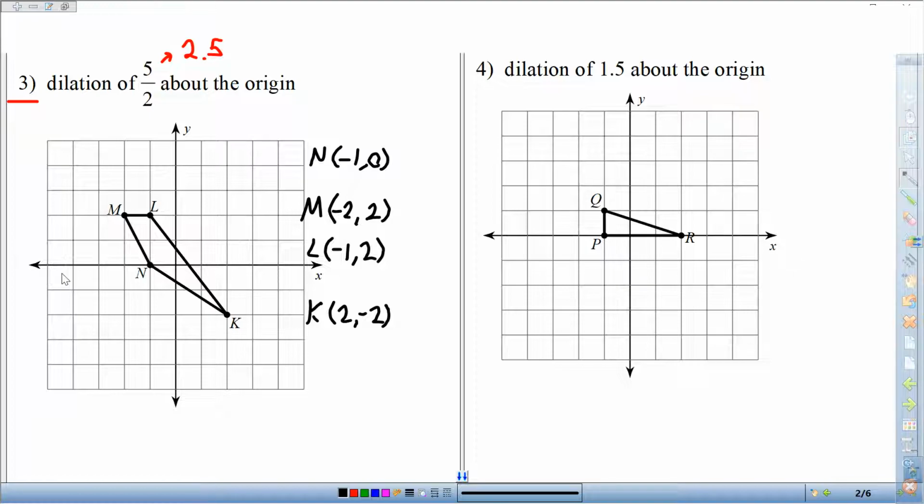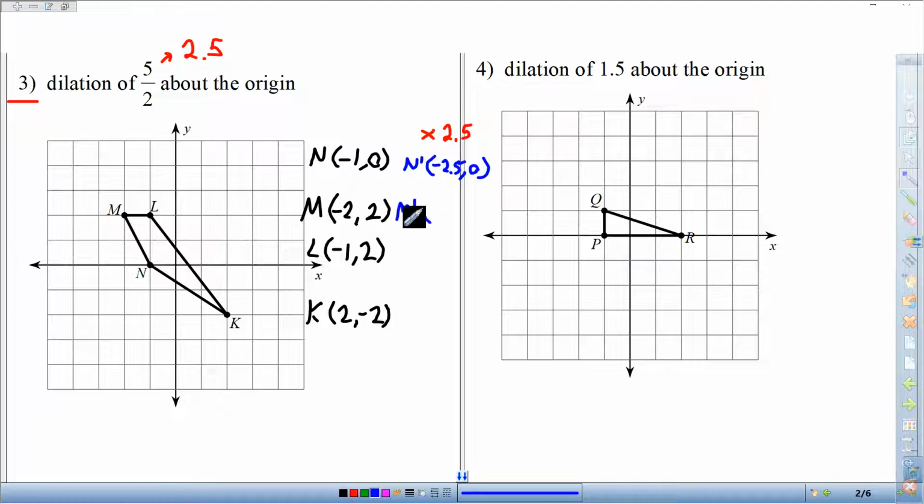So from here, we're just multiplying. Some of these you might want to use your calculator, others you might not need to. I like to put what I'm multiplying by above it. So times 2.5. When I get N prime, we'll probably do this in our head. -1 times that is -2.5. 0 times anything is 0.